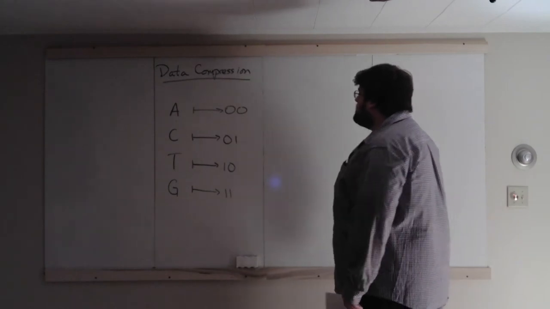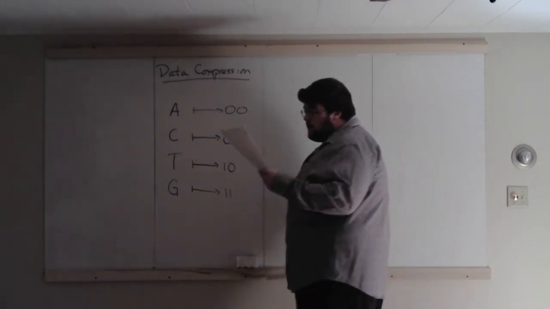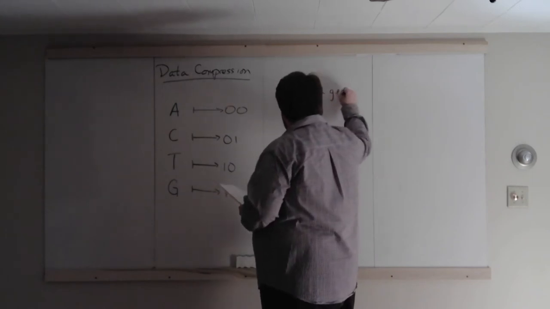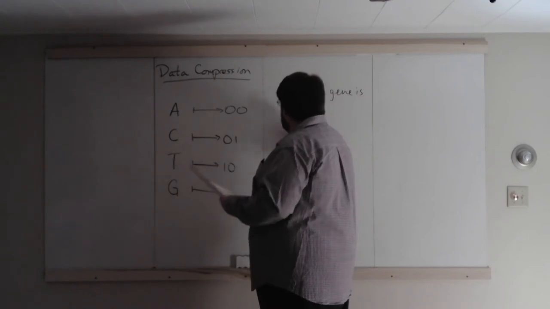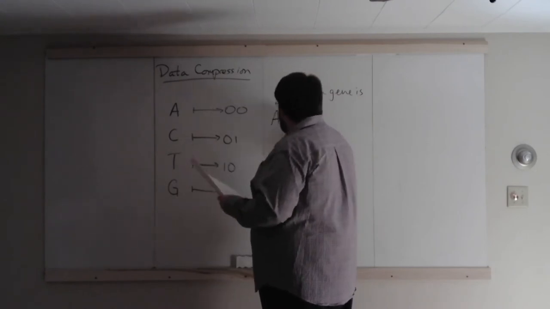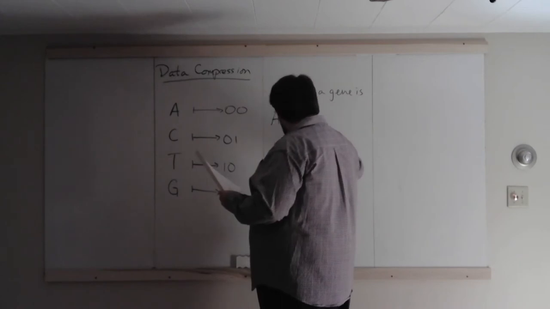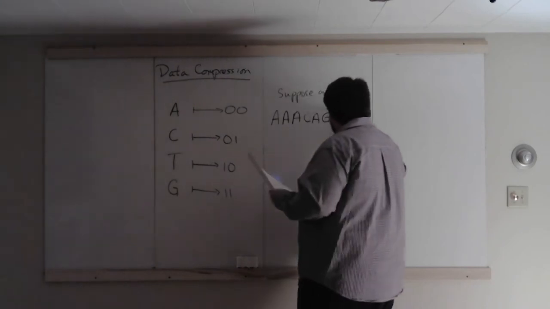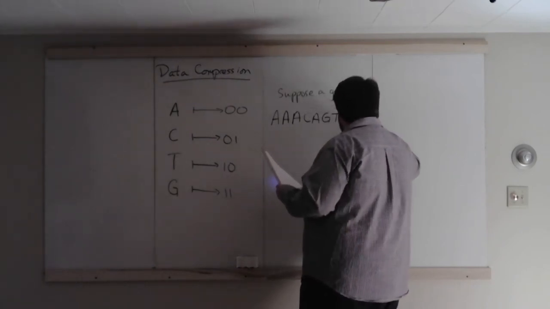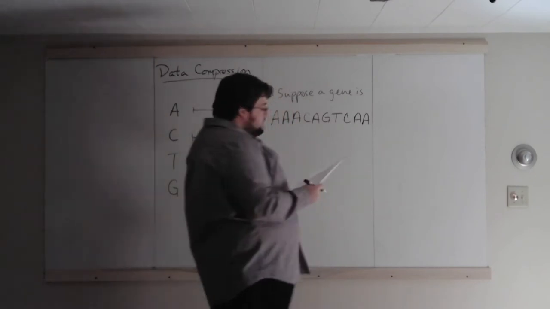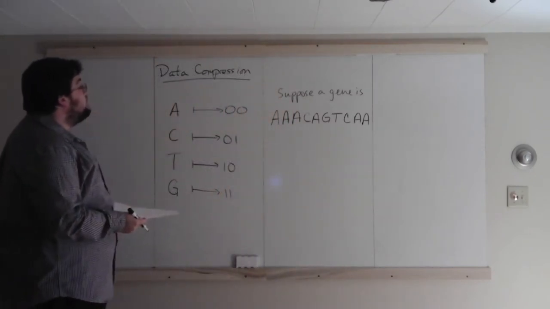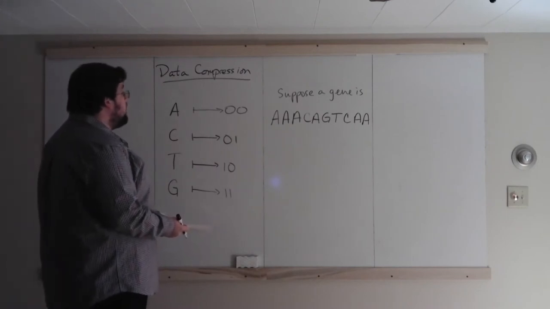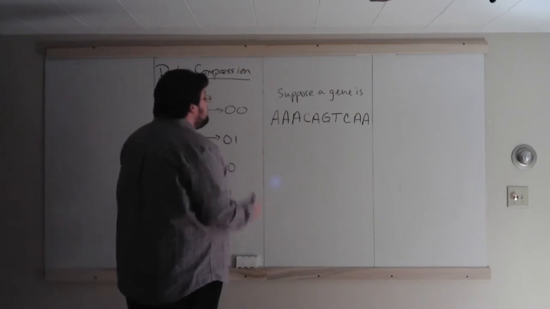So let's take a gene. Let's suppose a gene is given by this string of these amino acids: A, A, A, C, A, G, T, C, A, A. Let's suppose this is a gene. I don't know if this is possible, I imagine any is possible. I am not a biology student. So suppose this is a gene.